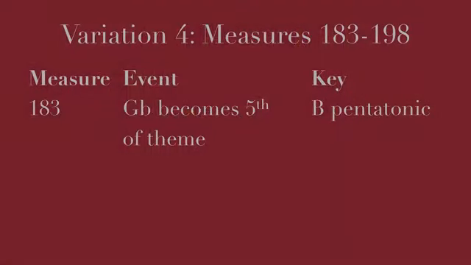Variation 4, the 3-2 sostenuto, begins in the key of B pentatonic with a G flat pedal in the timpani throughout the variation. This variation ends with an F7 chord, which leads in variation 5 to a B flat pentatonic.